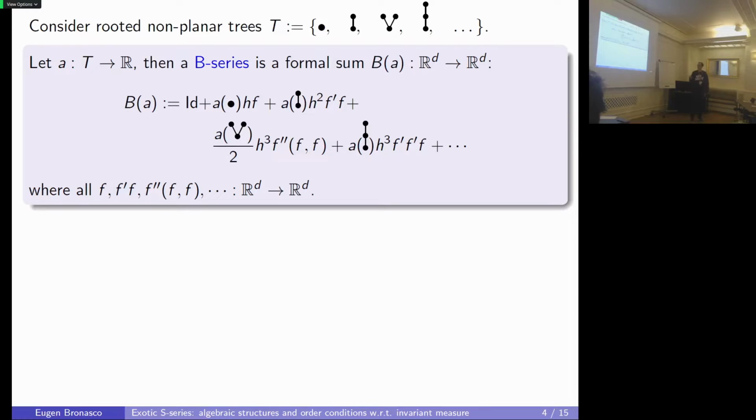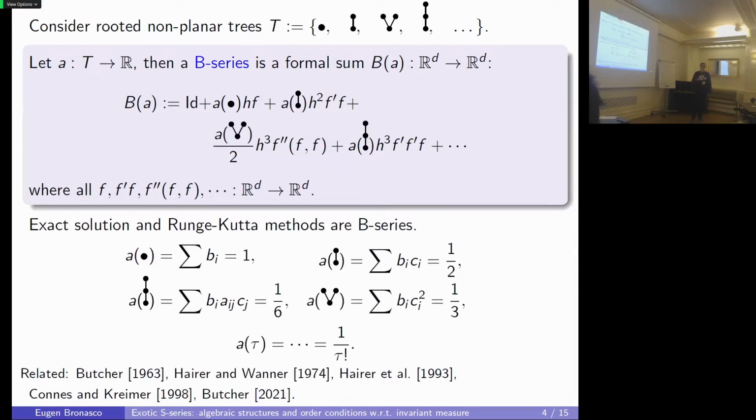As I have mentioned before, the exact solution and Runge-Kutta methods are B series, which means that we can write order conditions for general B series. Here we see the order conditions for order 3, and here the Runge-Kutta coefficients. This is the function corresponding to the Runge-Kutta method, and here the constants come from the Taylor expansion of the exact solution. This theory was originated by John Butcher in the 60s, and then developed by Ernst Hairer and Gerhard Wanner in the 70s.